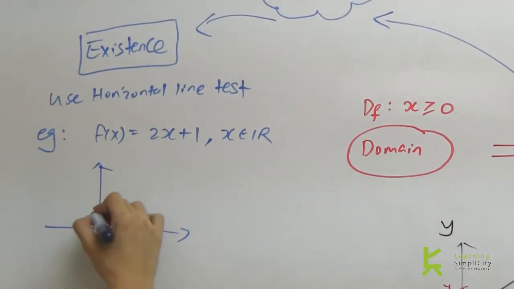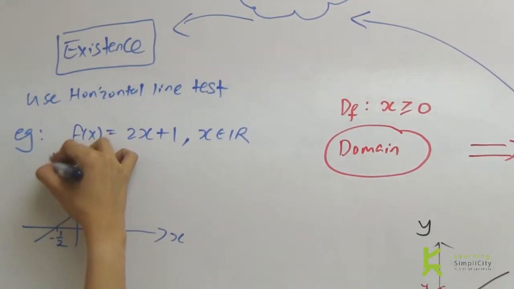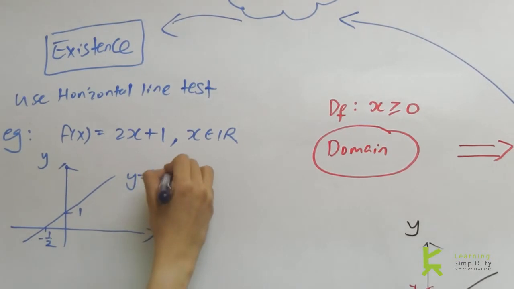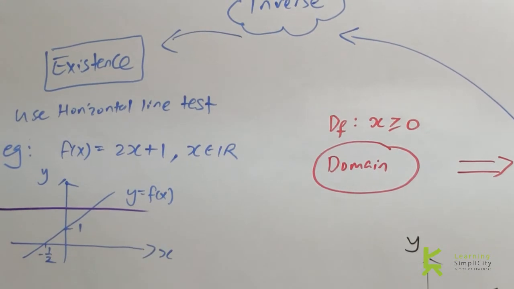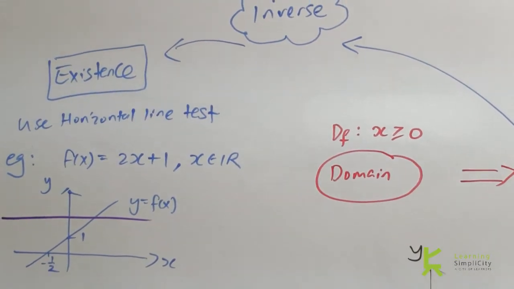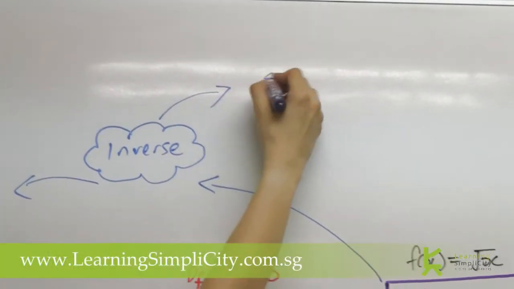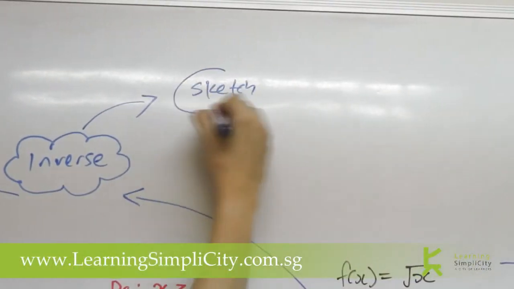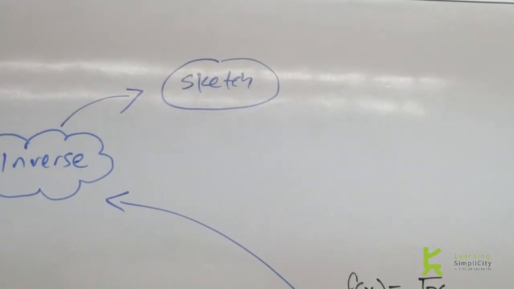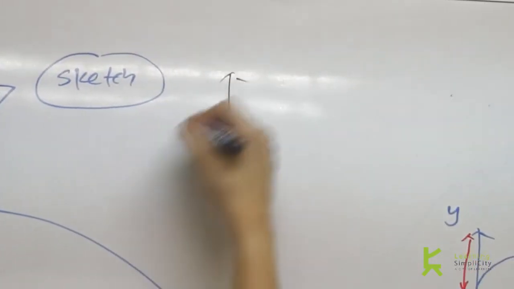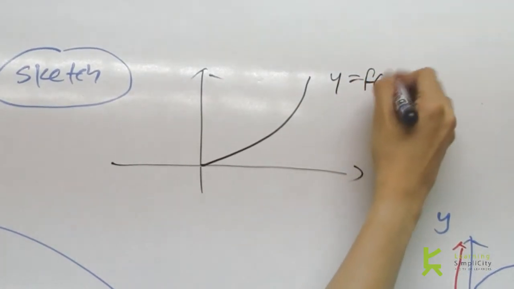If you draw the graph of 2x plus 1, you realize that for every horizontal line y equals k, where k belongs to the range of f, it cuts the graph of f(x) exactly once. So it means that f is 1 to 1, and therefore f inverse will exist. So the existence of an inverse function will be the case whereby f is 1 to 1. To sketch an inverse function, note that f inverse is not the same as the reciprocal graph, it's not the same as 1 over f(x), and it's also not the same as f prime x.